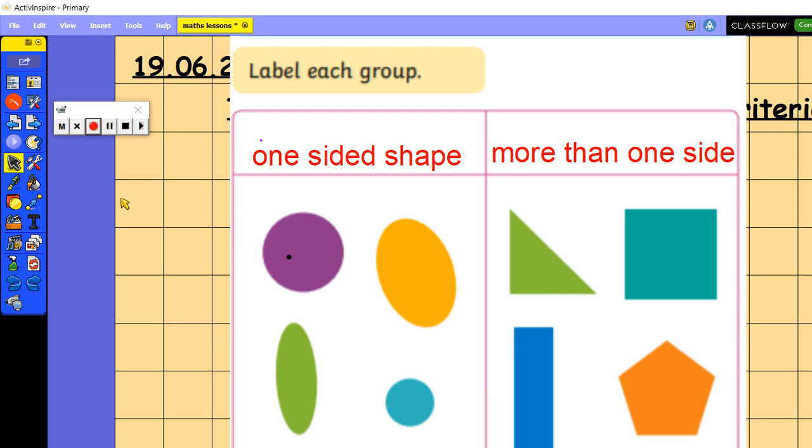So head back to the website and have a go at sorting shapes and see if you can come up with some different criteria. Have fun and happy Friday!